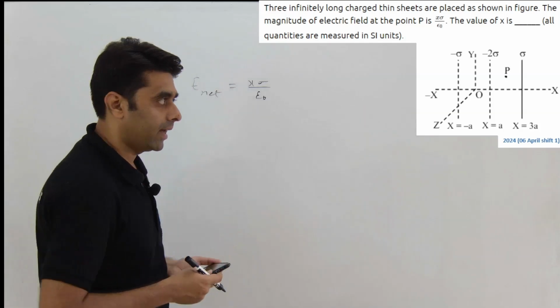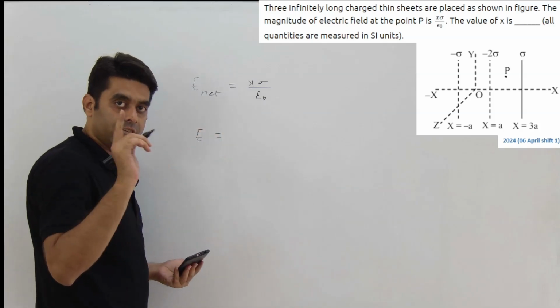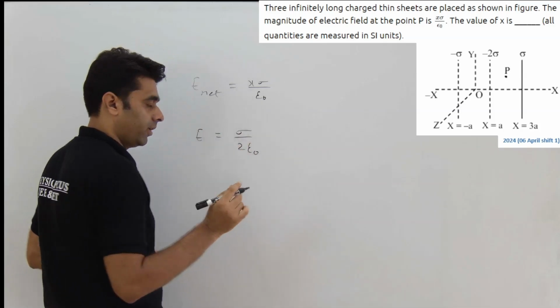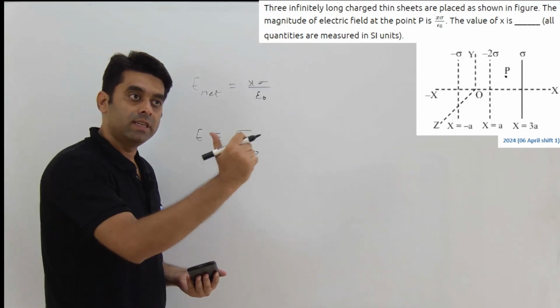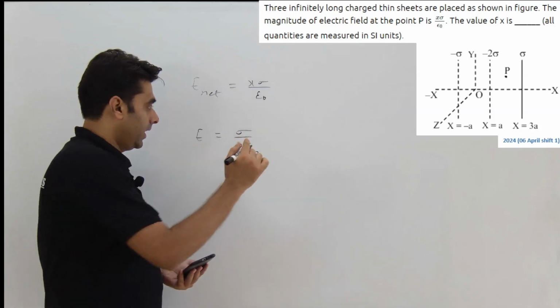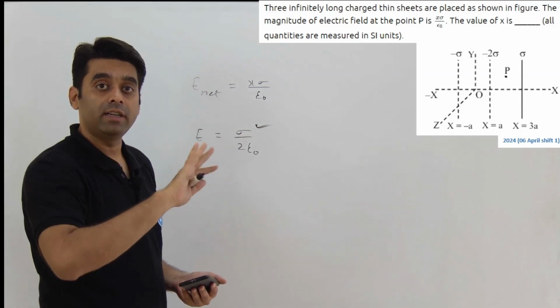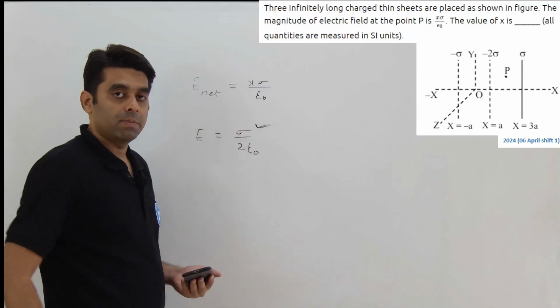And what is the magnitude of the electric field? The magnitude of electric field due to a thin sheet is sigma by 2 epsilon naught, and due to all three sheets it is towards negative x direction. Electric field due to a long sheet does not depend on the distance. It is constant and given as sigma by 2 epsilon naught.